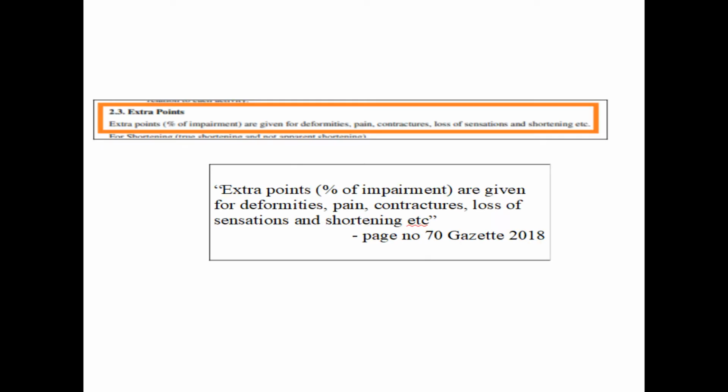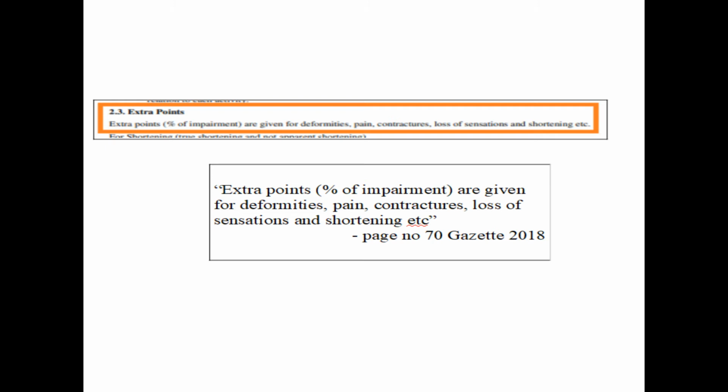We have this statement in Gazette 2018 which says that extra points are percentage of impairment. We know shortening is calculated separately, but according to this statement, it is also percentage of impairment. This statement means the extra points or extra impairment caused by complications or additional points is proportional to the impairment. The resultant value we get is the manifestation of the complications in the form of impairment. It is the extent of indirect impairment caused by complications.